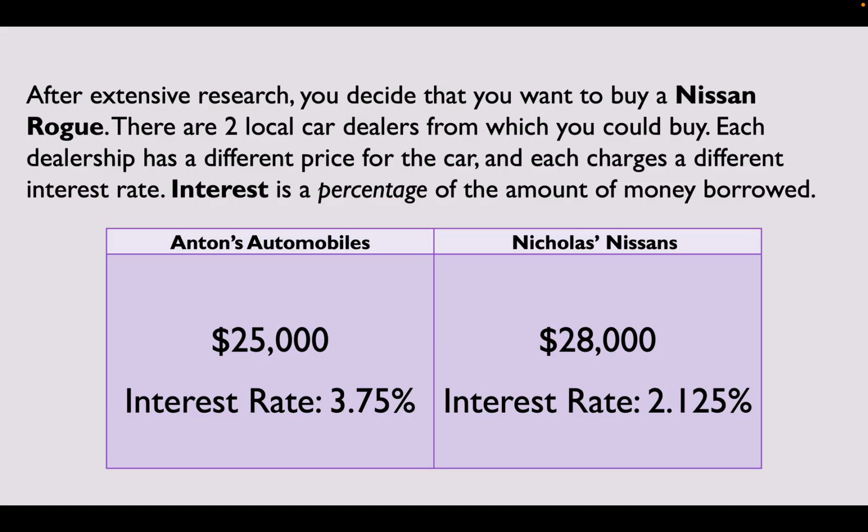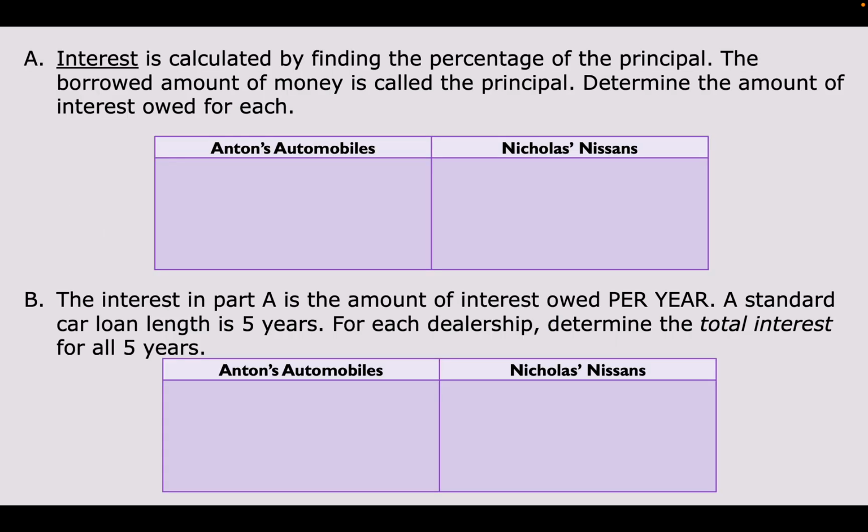It's hard to tell just by looking at this information which one would end up being the better deal because obviously the price of Anton's Automobiles is lower, but the higher interest rate makes it a little bit difficult to tell without actually doing some calculations. So the first thing we need to do is calculate the amount of interest, and we do that by finding the percentage of the principal. The principal is the original amount of money that we borrow. So the first thing we need to do here is determine the amount of interest that is owed per year at each, Anton's Automobiles and Nicholas's Nissans.